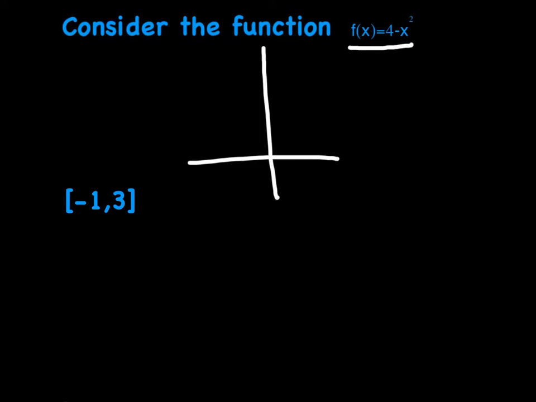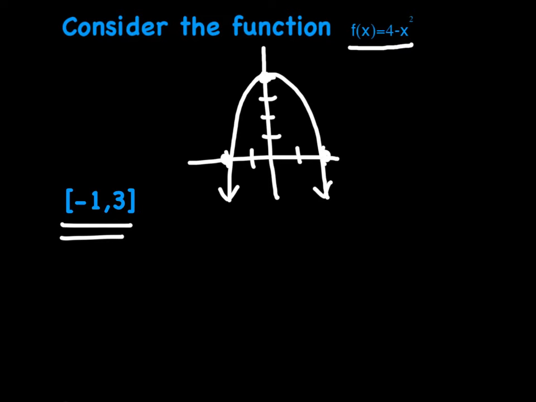We've got a y-intercept at 4: uno, dos, tres, cuatro. So there's my y-intercept. And my x-intercepts are going to be at positive 2 and at negative 2. And we'll draw a quadratic that opens downward here. And of course, all polynomials that have whole numbers for exponents are considered and guaranteed to be continuous. But I want you to consider the closed interval from -1 to 3.